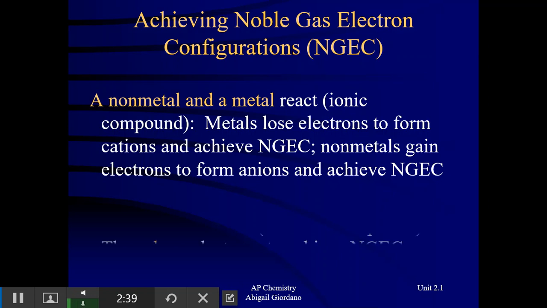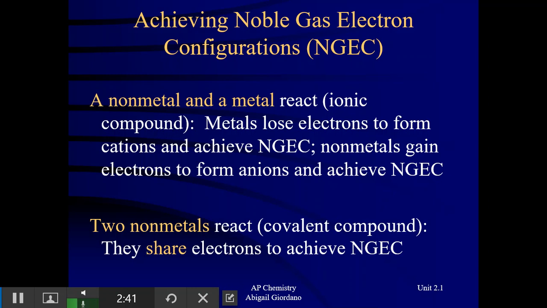That's an ionic bond. If we're looking at two nonmetals, you know that is a covalent bond. There's not a transfer of electrons. This is two atoms sharing electrons in order to achieve that stable octet.